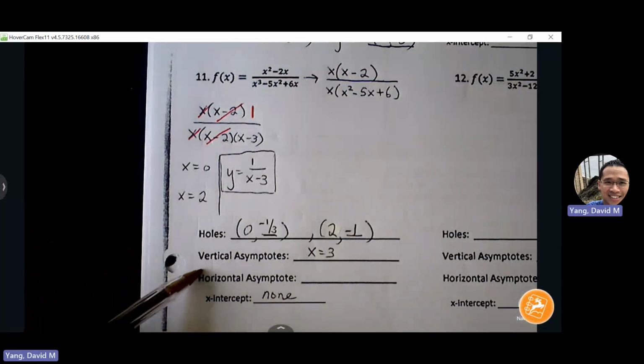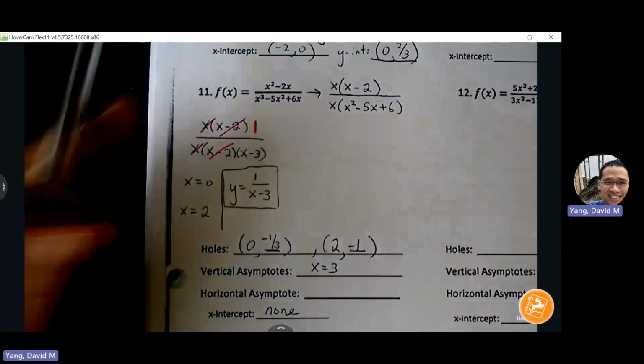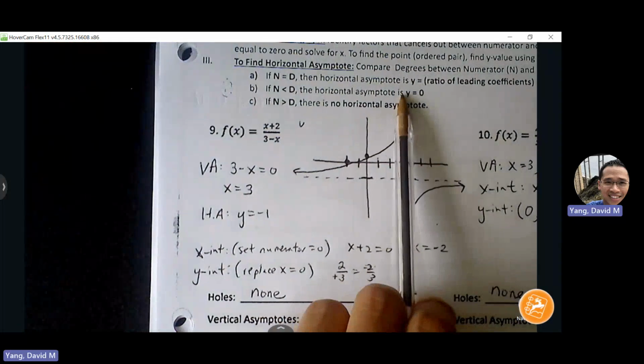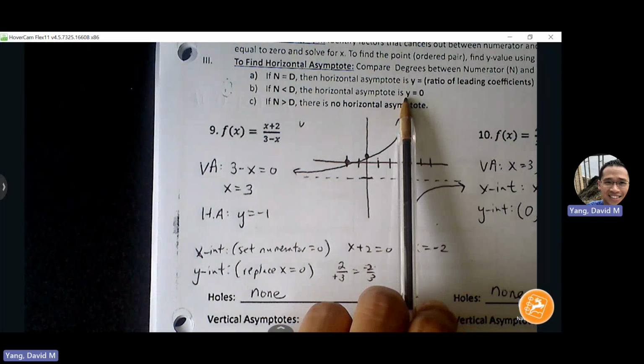Okay, let's compare degrees for horizontal asymptote. Is there a horizontal asymptote? 0. Yep, y equals 0. Now, my denominator has a higher degree than my numerator.